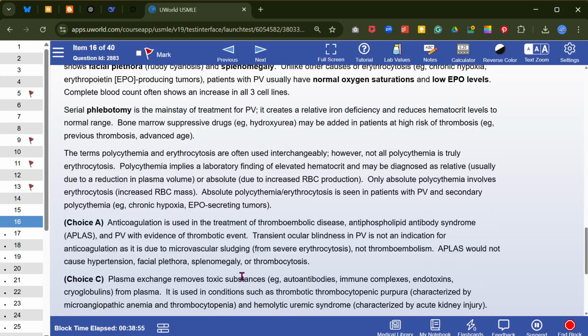The terms polycythemia and erythrocytosis are often used interchangeably. However, not all polycythemia is truly erythrocytosis. Polycythemia implies a lab finding of elevated hematocrit and may be diagnosed as relative, usually due to reduction in plasma volume, or absolute due to increased RBC production. Only absolute polycythemia involves erythrocytosis, increased RBC mass. Absolute polycythemia, erythrocytosis, is seen in patients with polycythemia vera and secondary polycythemia, such as chronic hypoxia and erythropoietin-secreting tumors.